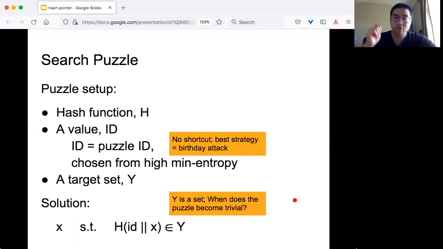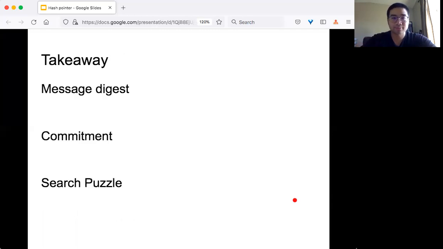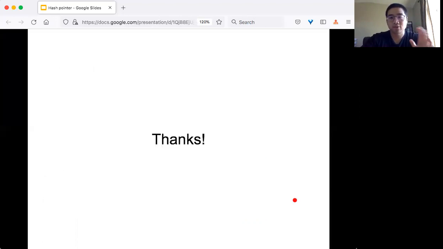And in the next lecture, we will talk about how Bitcoin uses this type of search puzzle to enable the mining process. Okay, so that's all for this lecture. We talked about three applications of hash functions in the context of Bitcoin: we have message digest, we have commitment, and we have search puzzle. So that's all. Thank you.